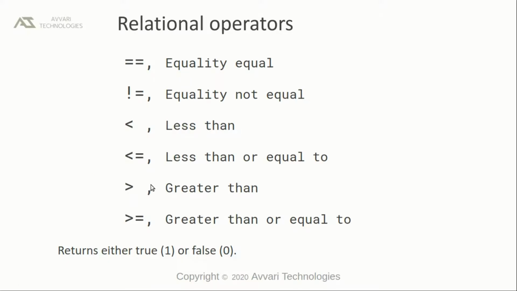Relational operators. There are 6 relational operators, that is equal, not equal, less than, greater than, less than or equal to, greater than or equal to. We are comparing two values in relational operators, and the final result of a relational operator could be either true or false.